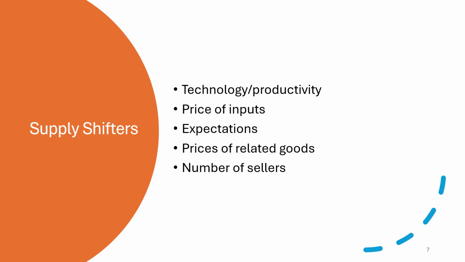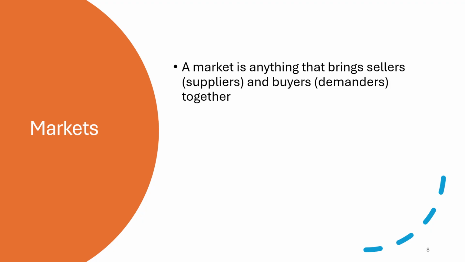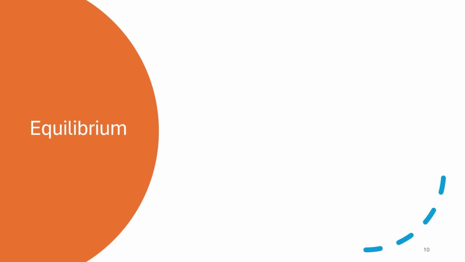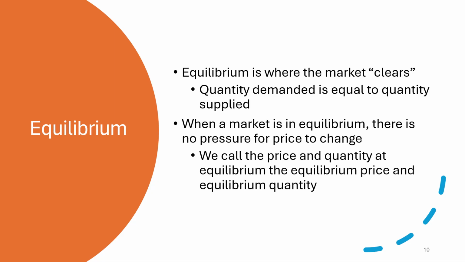Now that we've talked about supply and demand, we can discuss markets. A market is anything that's going to bring sellers, suppliers, and buyers or demanders together. In these markets, we're going to determine the prices for goods and services based on the idea that markets are going to clear when the quantities demanded and supplied of a good or service are equal. And we'll just try and find the price that makes that happen. We call that process finding an equilibrium, as that is the point where the market clears. And when a market is in equilibrium, there's no pressure for prices to change, either up or down.